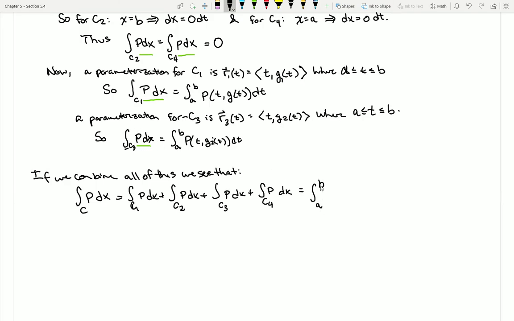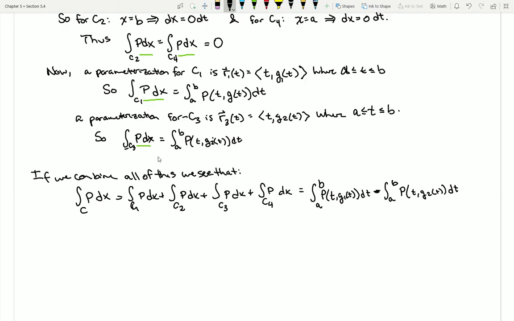So notice here I'm going to get for C1 the following integral. And then in place of C3, I don't really have C3, but I have negative C3. And you might remember that the relationship between that is that this is the same as just saying it's the negative value of what I get when I just do regular C3. So I can swap this out for the following.